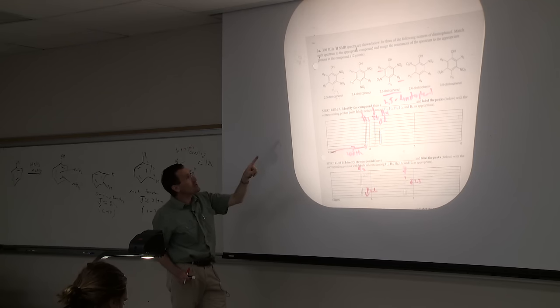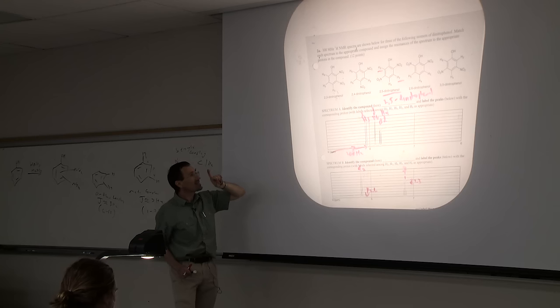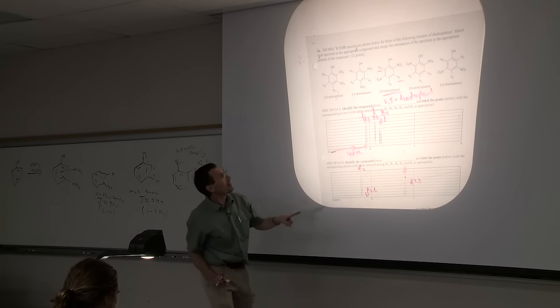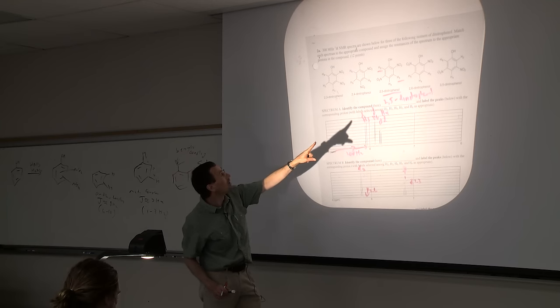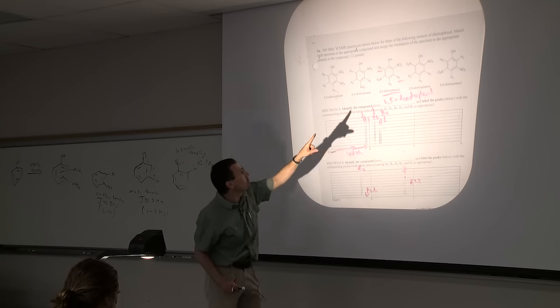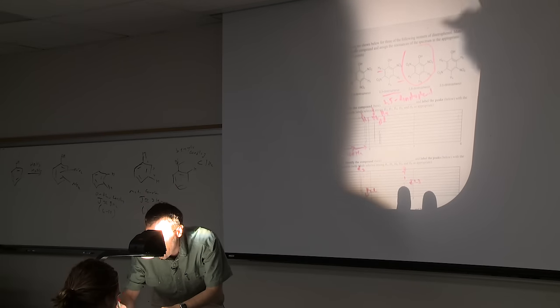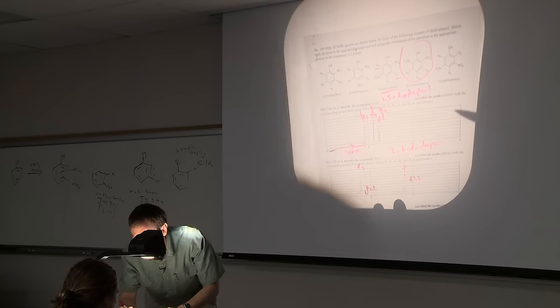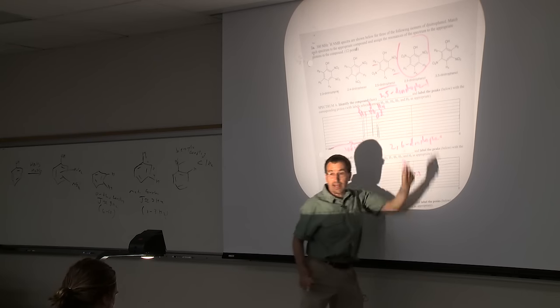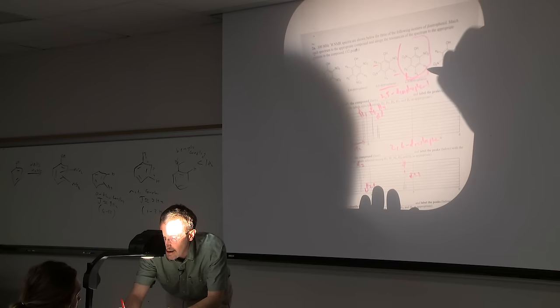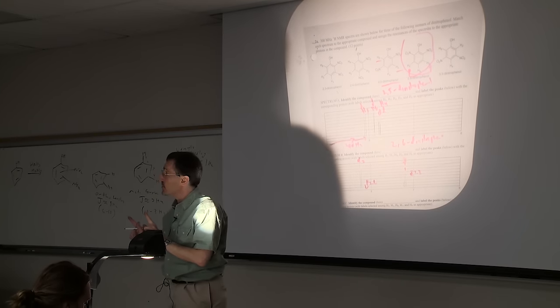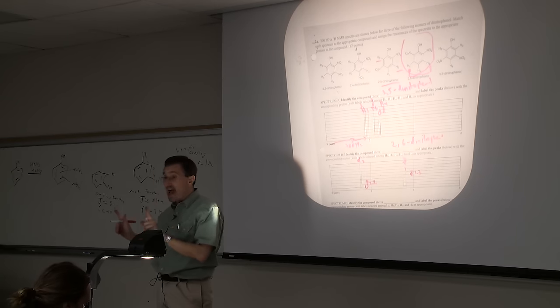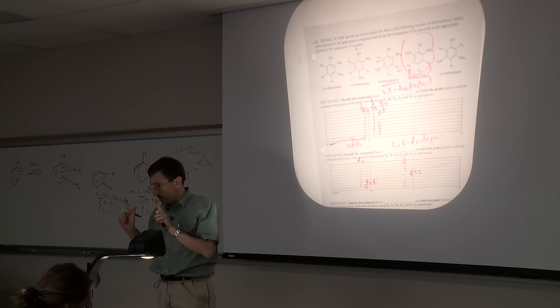Which molecule of the remaining molecules has symmetry and only orthocouplings? 2,6. Ah, here we go. Symmetry and only orthocouplings. And, okay, H3 and H5 are symmetrical. Remember what I said, protons that are the same don't split each other. So H3 and H5 don't split each other because they are equivalent.